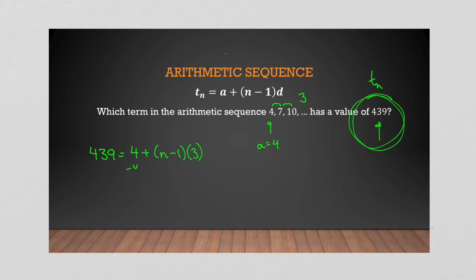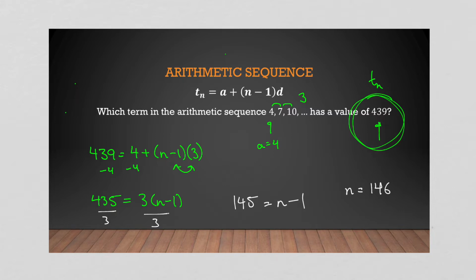So now, algebra. Subtract 4 from both sides. You get 435 is equal to 3 times n minus 1. I just rearranged the order of those numbers. Becomes a little bit more familiar. Then we will divide both sides by 3, and we get 145 is equal to n minus 1. And then if you add 1 to both sides, n equals 146. So it means that 439 is my 146th term, which means T146 is that number. We have solved for the n in my Tn.